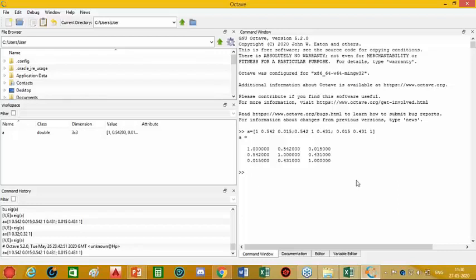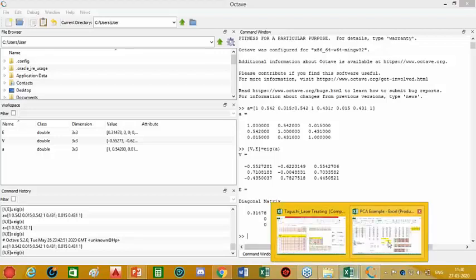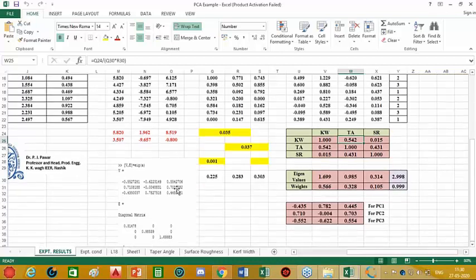So we input this matrix, and then we can simply use this command to get the eigenvalues and eigenvectors. So we can observe here these are the eigenvectors and the eigenvalues. So we can use these values of eigenvectors and eigenvalues here. So this is copied over here, the same values.